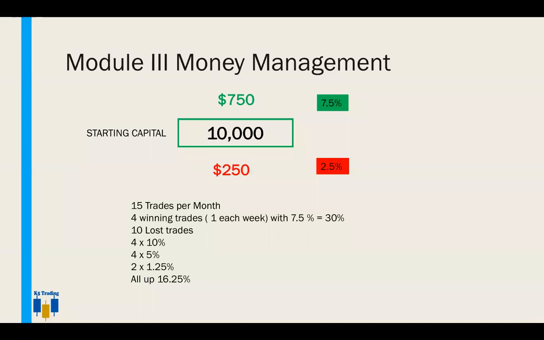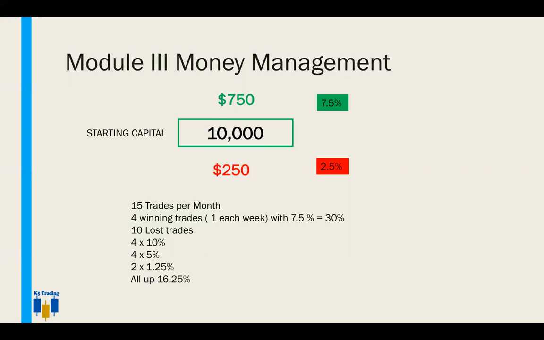So what will be your net gain? You place 15 trades per month. You get 4 winning trades, 1 each week, at 7.5%, which is 30% over the month, right? Then you have 10 losing trades, 4 at 10%, 4 at 5%, 2 at 1.25%. So all up you're losing 16.25%, and 30% is your winning. So you still net ahead on this one.